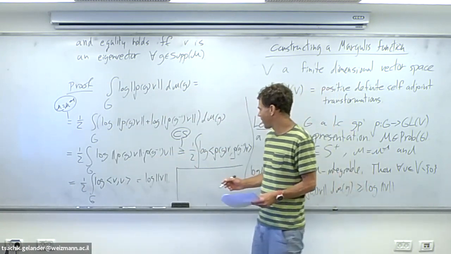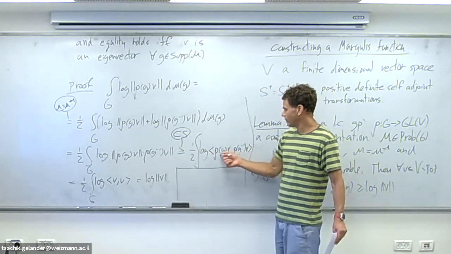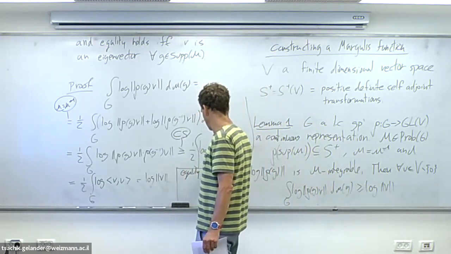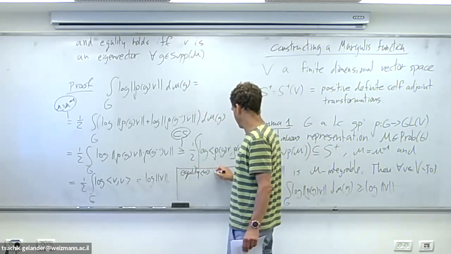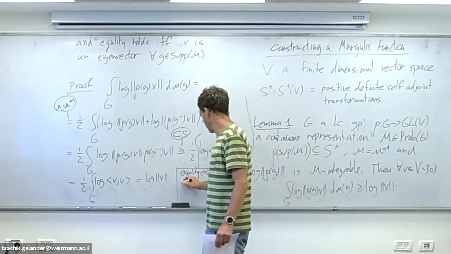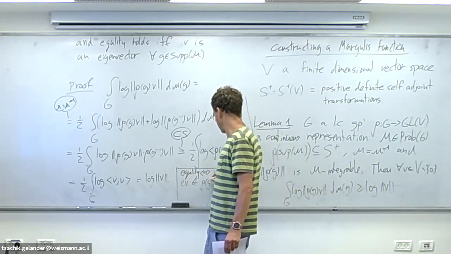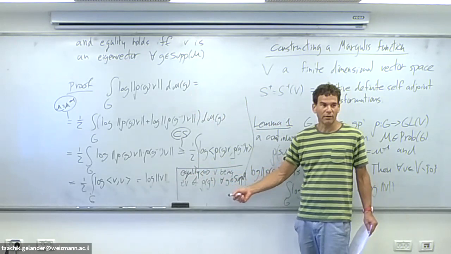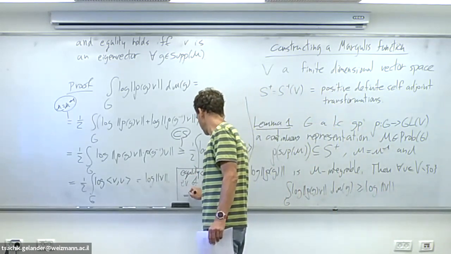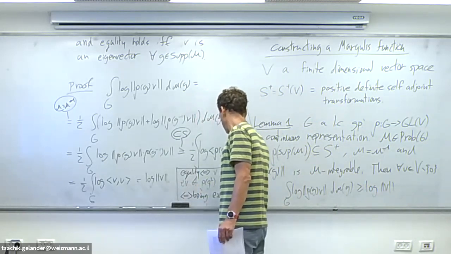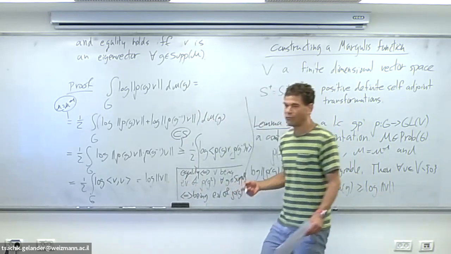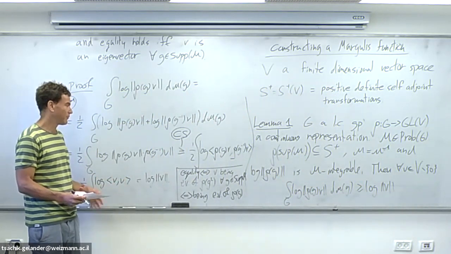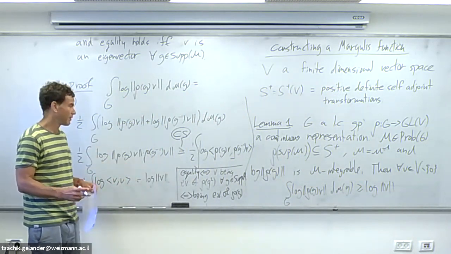That's Cauchy-Schwarz. Now, equality here holds in Cauchy-Schwarz only if these two vectors are proportional. Equality is equivalent to v being an eigenvector of rho of g squared for every g. Now we assume that these matrices are positive definite and symmetric, and this is equivalent to being an eigenvector of rho of g. So if you have a positive definite matrix, you are an eigenvector of the square if and only if you are an eigenvector of the original matrix. So that's about the equality.